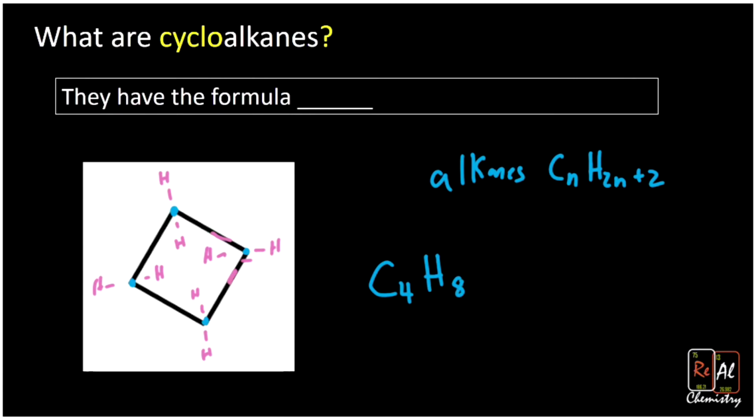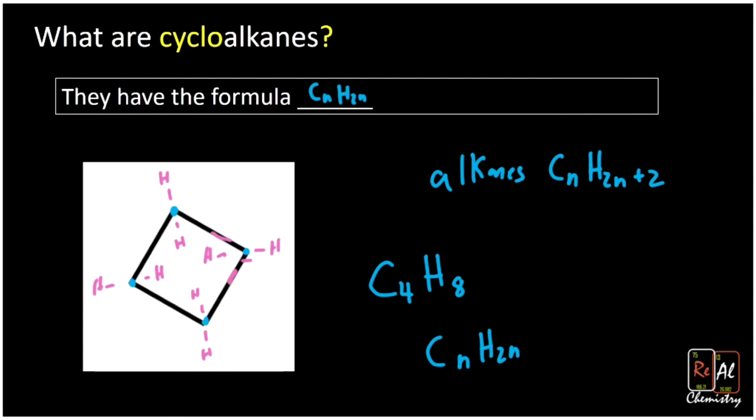So what that means then is that the formula in this case is actually going to be CnH2n. And that kind of makes sense because we no longer have those terminal carbons that have 3 hydrogens each. Every single carbon just gets 2 hydrogens. And so the formula always follows the pattern, CnH2n.